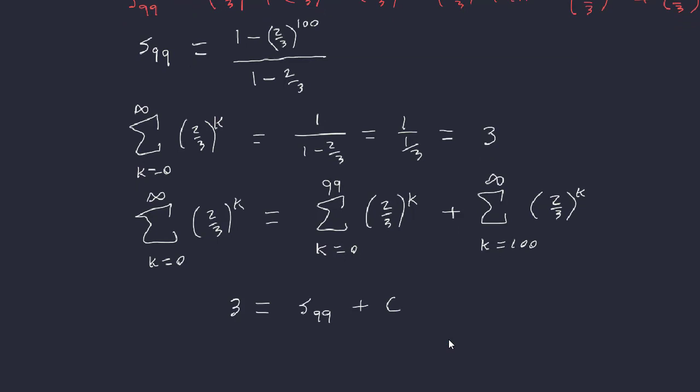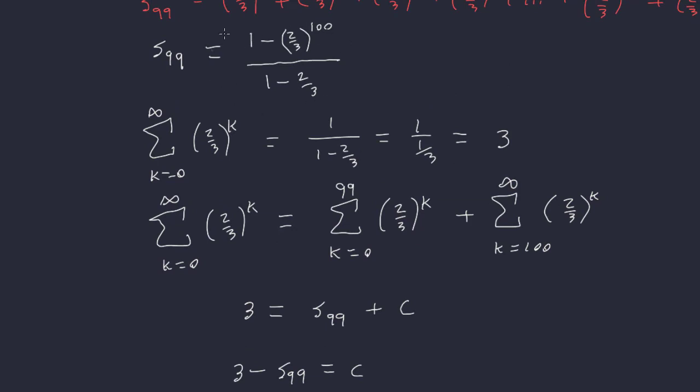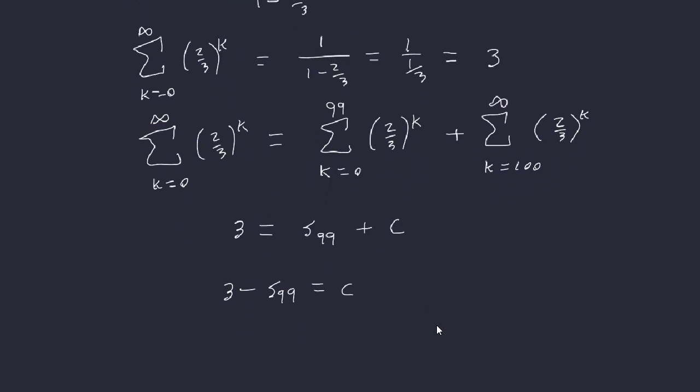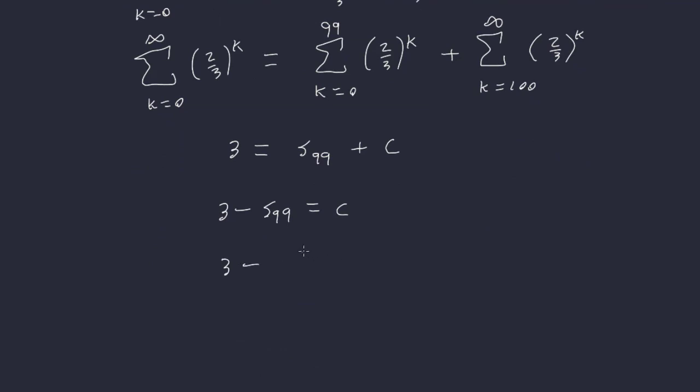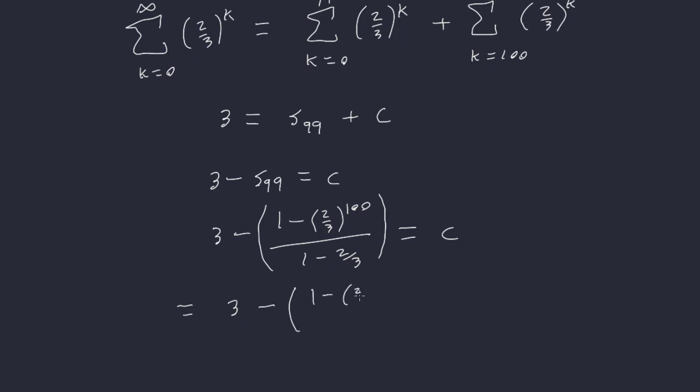Okay, so now we just have an equation, right? 3 minus S99 is equal to C, and we found S99. We didn't calculate it, but S99 was this beast right here. All right, so 3 minus S99, which is 1 minus 2/3 to the 100 over 1 minus 2/3. Now this is also 1/3, so this ends up being 3 minus, let me put parentheses around this, minus 1 minus 2/3 to the 100 all over 1/3.